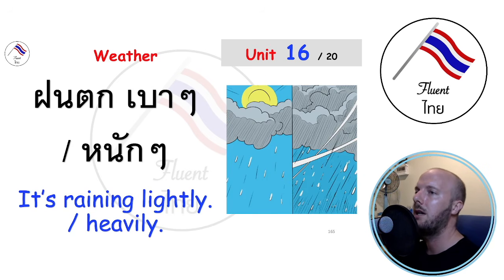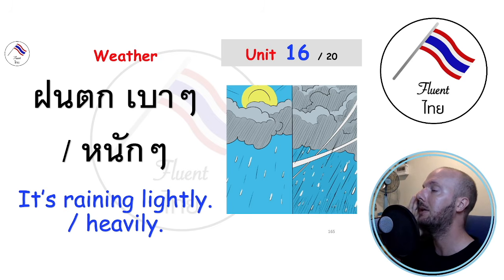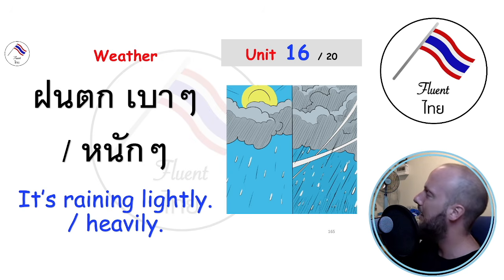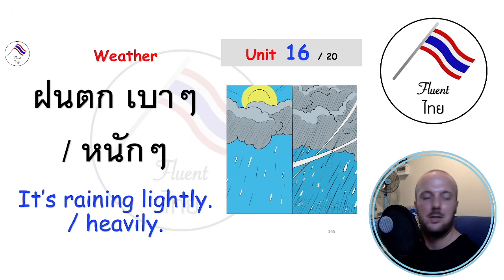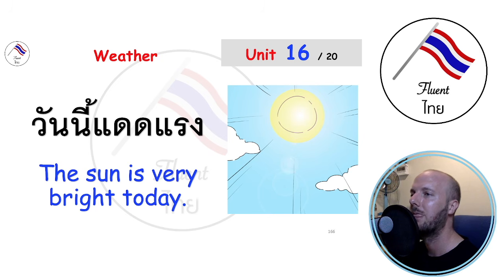It's raining lightly or heavily. ฝนตกเบาๆ. Or do you remember the other one? ฝนตกโปรยๆ. We have so many ways to talk about rain in English, especially from England. It's spitting, it's bucketing it down, it's pouring it down, it's tossing it down, it's chucking it down. Alright, heavy is ฝนตกหนักๆ, right? The sun is very bright today, or literally today, sunshine strong. วันนี้แดดแรง.